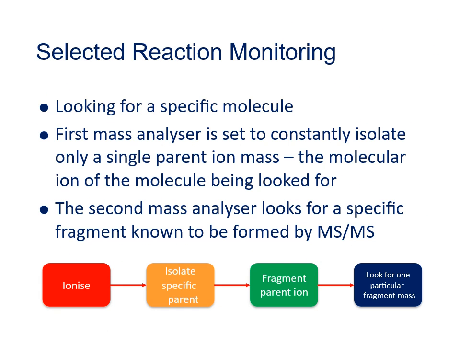The last of the standard scans we'll look at in this session is selected reaction monitoring. This method is used to look for specific molecules in a complex mixture. In fact, selected reaction monitoring is the industry standard method of quantifying and confirming the presence of specific molecules in complex mixtures. In this technique, the first mass analyzer is set to constantly isolate only a single parent ion mass, that being the molecular ion of the molecule you're looking for, while the second mass analyzer is always set to look for a specific fragment that is known to be formed by tandem mass spectrometry from the parent ion you're looking for.